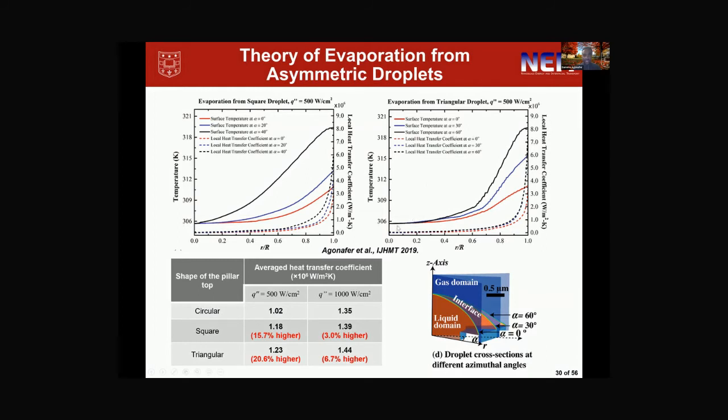And we'll explain why in the next several slides. At these higher azimuthal angles, this leads to higher interfacial temperatures, which essentially leads to higher heat transfer coefficients. For example, at a heat flux of 500 watts per square centimeter, we're able to show 15% and 20% increase in heat transfer coefficient compared to a droplet confined on a circular micropillar structure. And for 1,000 watts per square centimeter, we see a slightly lower increase in heat transfer performance, and we attribute this to the conduction resistance playing a larger role at larger heat fluxes.